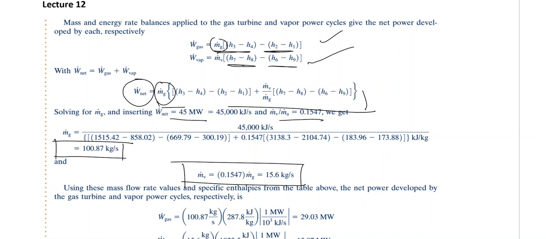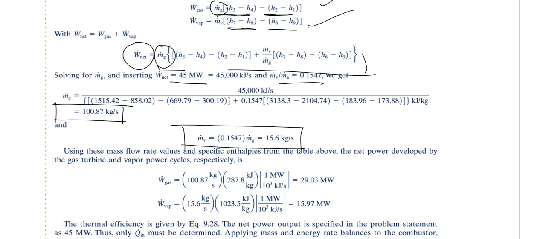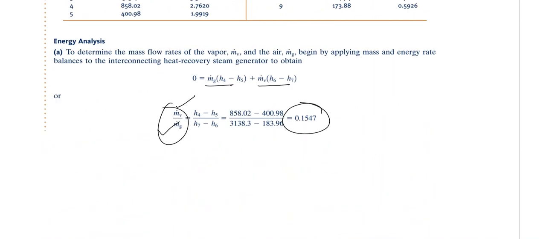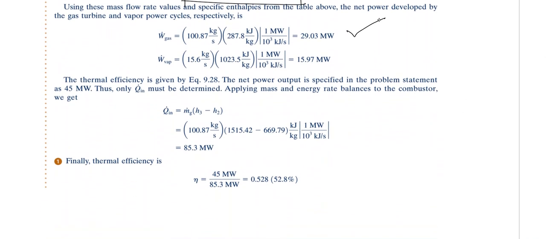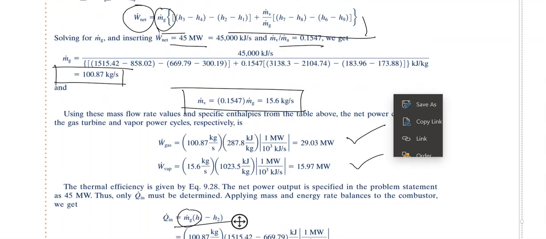Now, for the work done of the gas cycle and the work done of the steam cycle, you have already found mg, and we have already found mv. These were known from the table. I'm sure you would find it. Once you find that, you can find the work done of the gas cycle and the work done of the vapor cycle. Then the heat input would be in the combustion chamber, from 2 to 3, with the mass of the gas. So you can find the heat input, and once you have the heat input, you can find the thermal efficiency of the power plant, which comes up as 52.8%, which is quite a good efficiency.